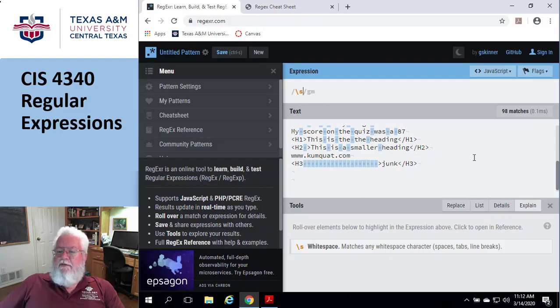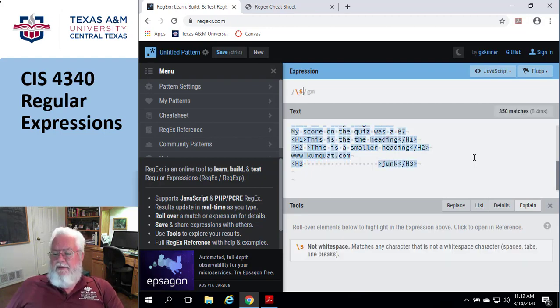Hey, let's do this again. Here's space characters. What do you think the code is for not space characters? Yeah, you guessed it. It's a capital S. Capital S means not white space. Okay.